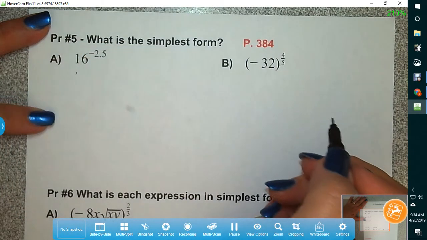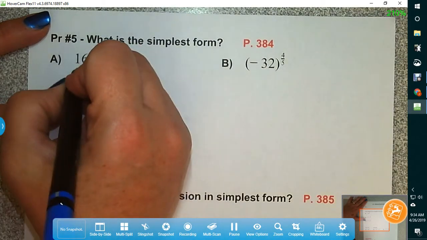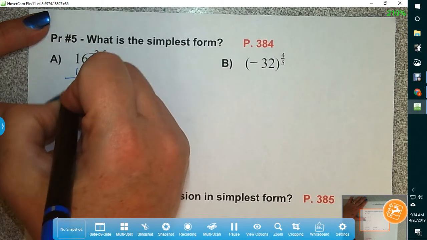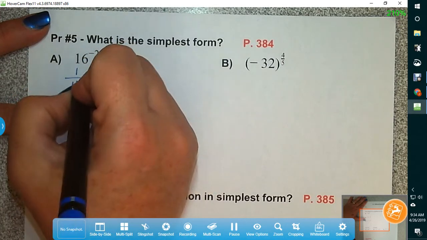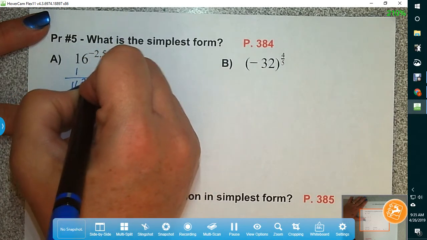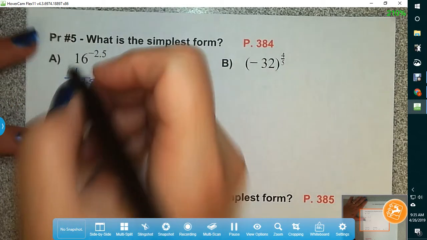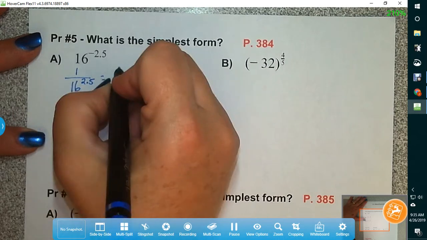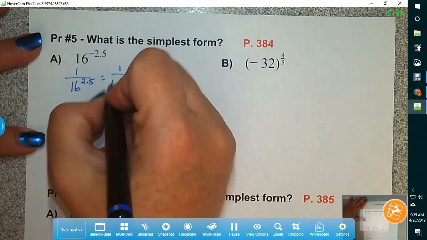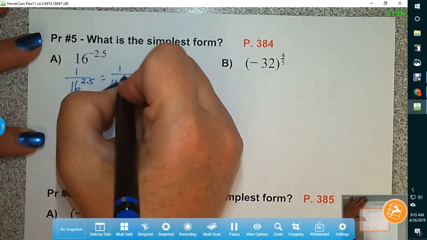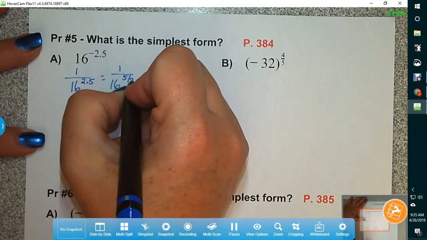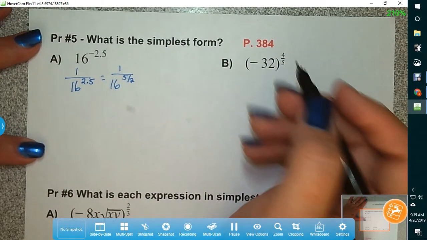Okay, this is 16 to a negative exponent. So what I have to do is fix that negative exponent first. I'm going to move the 16 to the bottom of the fraction. It will make my exponent positive. So then I know that 2.5 is the same as 5/2.